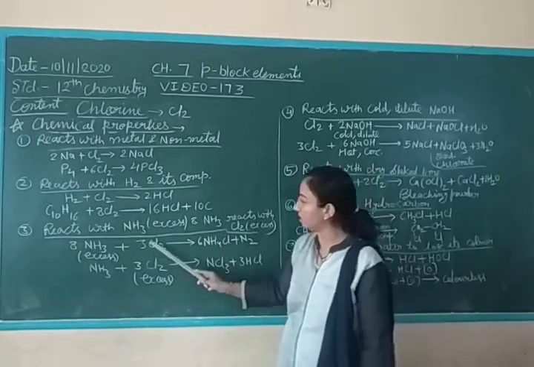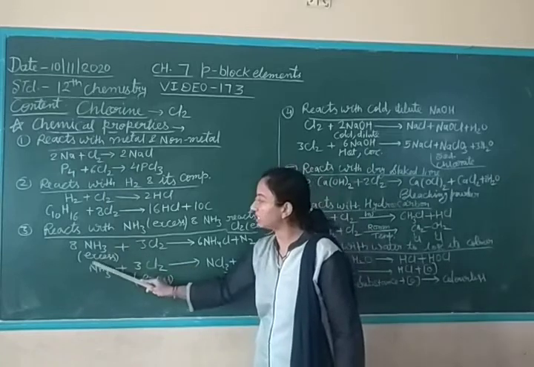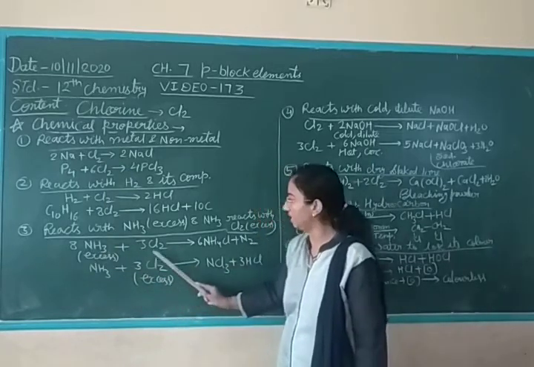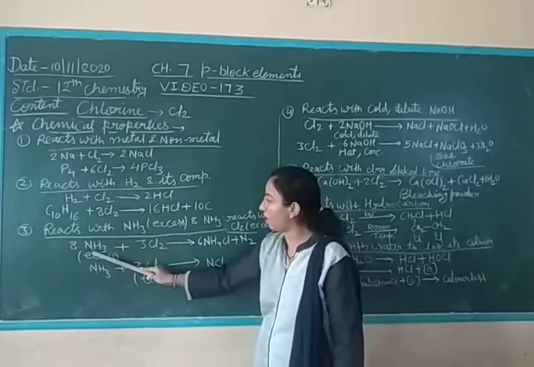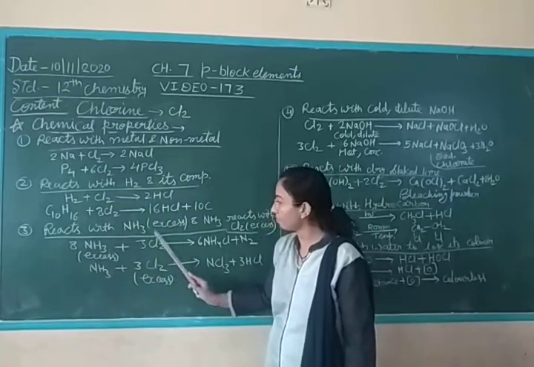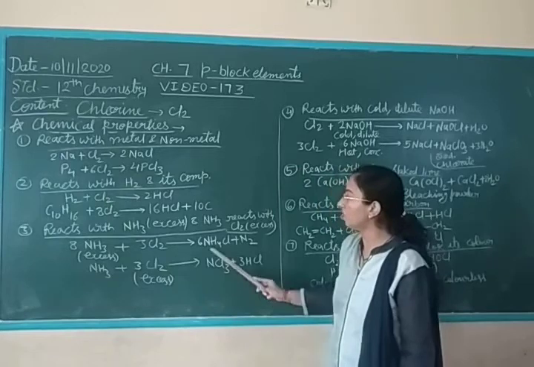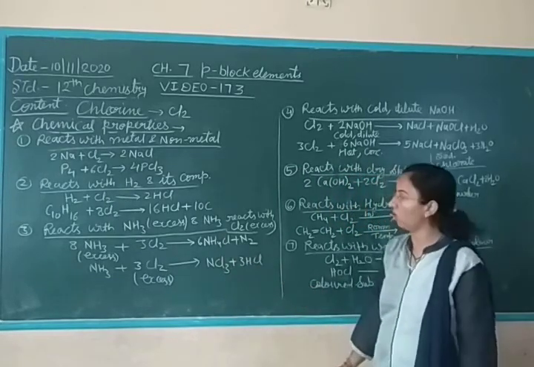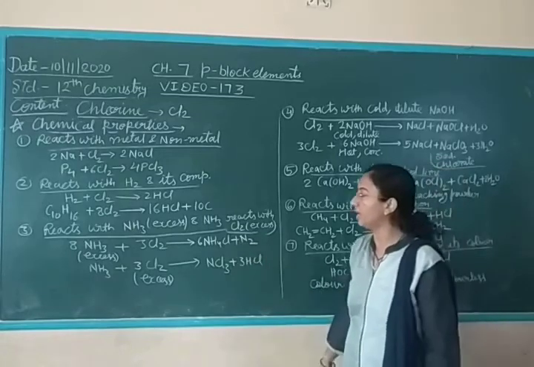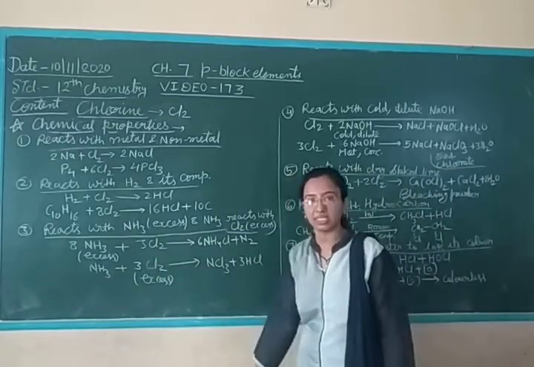In the first reaction, chlorine reacts with the excess amount of ammonia: 8NH3 and 3Cl2. So it is converted into ammonium chloride and nitrogen gas is evolved. Ammonium chloride is formed when ammonia is in excess.